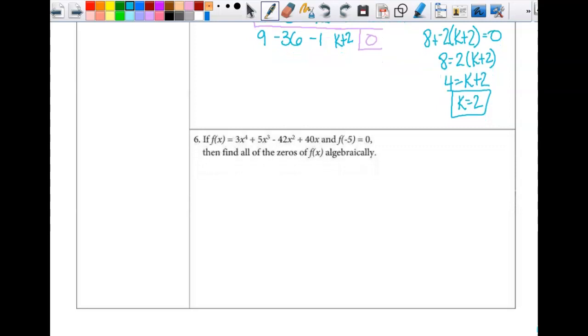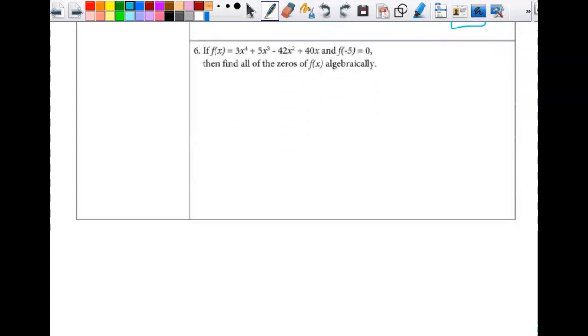Okay, good deal. All right, so let's look at number 6. It says if you have this function and f of negative 5 equals 0, then find all of the zeros algebraically. Okay, so here's what this means. First of all, I'm going to still use synthetic division. So on the f of negative 5 equals 0, that means when I do my synthetic division with negative 5, my remainder is going to be 0.